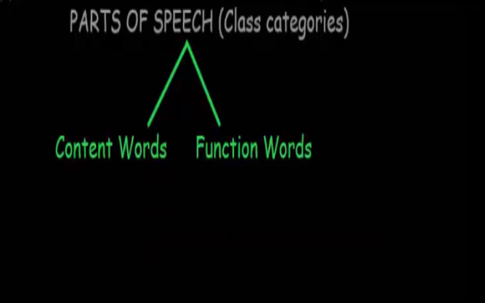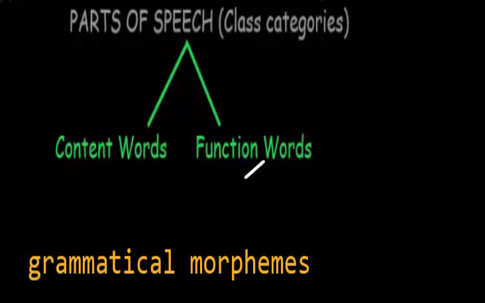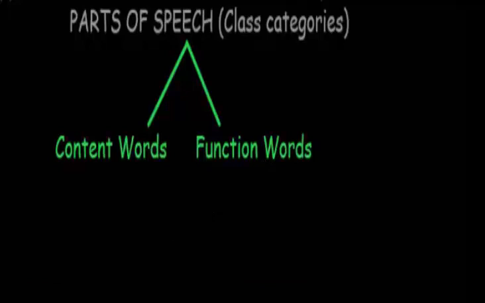Then functional words, otherwise known as grammatical morphemes, have little or no meaning on their own, but they show grammatical relationships. Examples are with, but, the, this, can, who, me.